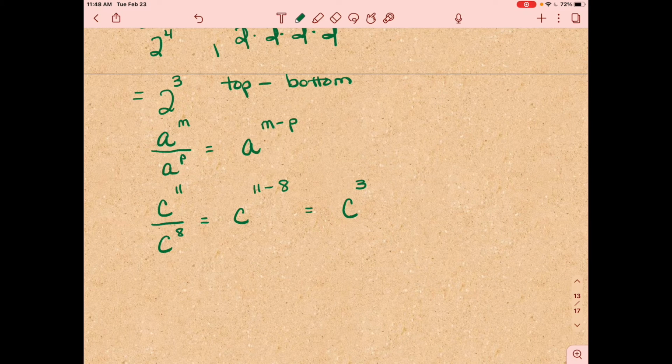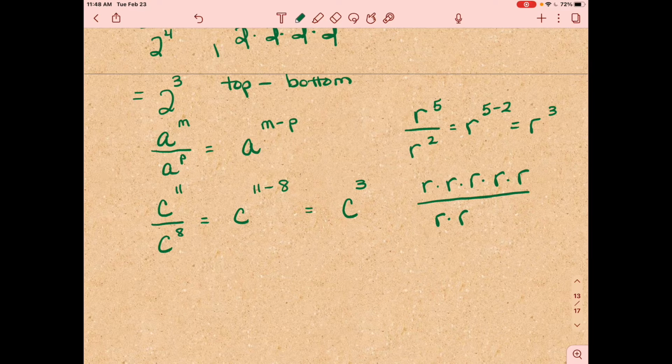Or here, let's do that with another variable. If I had r to the 5th over r to the 2, then I would have r to the 5 minus 2, or r to the 3rd. And again, visualize this. We are actually canceling the matching r's to show what's left.